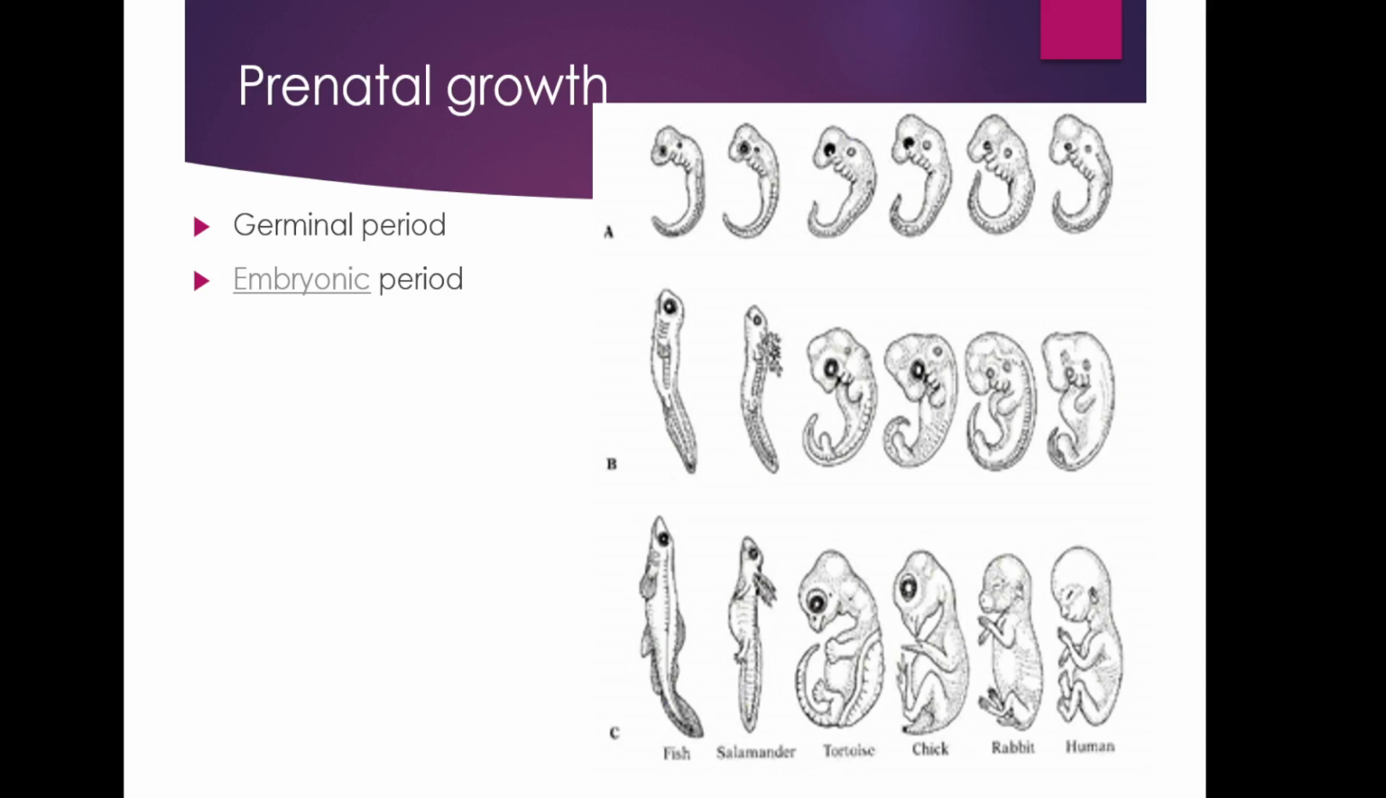Chick is next, then there's rabbit, and then finally on the far right is human. So as you're looking across that top row, you can see that there's a lot of similarity when creatures of very different outcomes in the long run are compared just during the embryonic period. There's an old saying that some of you might have heard, and some of you might be like, oh yeah, I say this saying all the time. The saying goes, ontogeny recapitulates phylogeny.